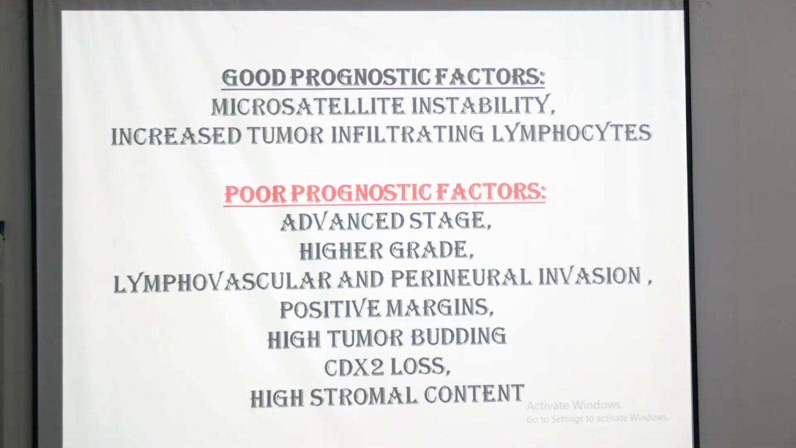And what are the good prognostic factors? Microsatellite instability, increased tumor infiltrating lymphocytes. These are good prognostic factors. Okay. And poor prognostic factors are detection in the advanced stage of the disease, high grade, lymphovascular and perineural invasion, positive resection margins in case of surgery, high tumor burden, CDH2 loss, and high stromal content. These are all associated with poor prognosis.